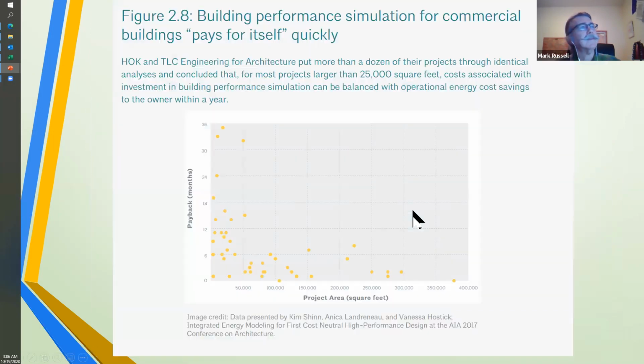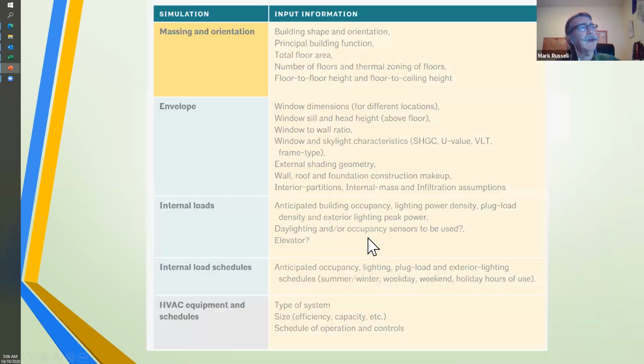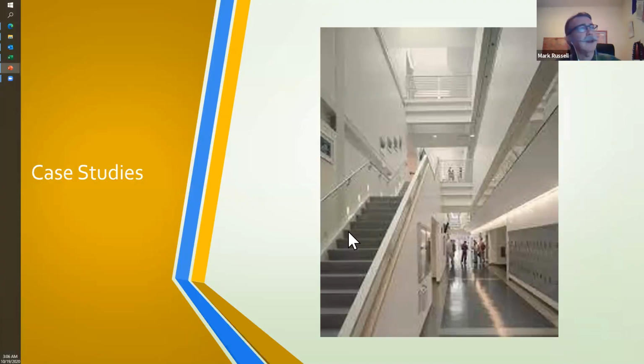Again, this is some of their information on how to improve it. This is all in the lecture. Just some real quick case studies.